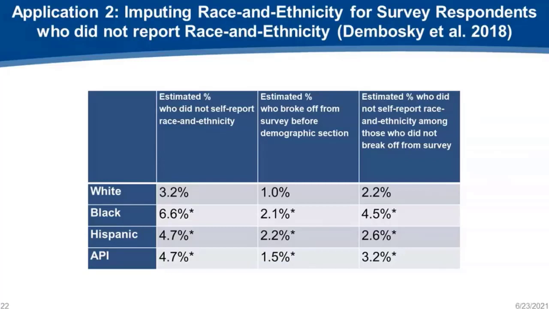And we did find some evidence in the first column that Black beneficiaries were more likely to not answer that item, 6.6% of the time, than white beneficiaries, 3.2% of the time, with Hispanic and API beneficiaries in between. And then we were also able to see how much of that was due to ending the survey before one got to the end versus specifically skipping around that item and answering ones afterwards.